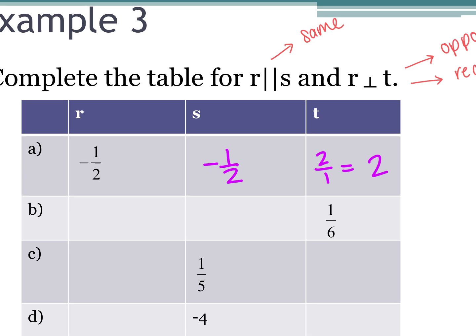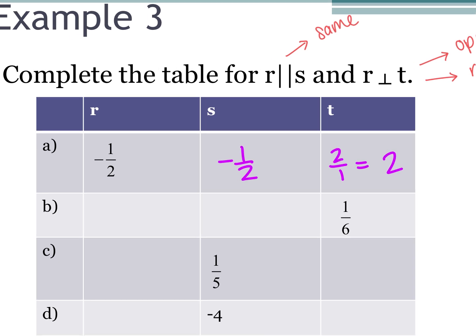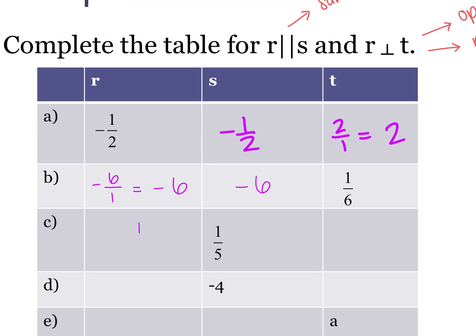Looking at the next one, r for B. What was that? Negative 6 over 1, but that's the same thing as saying just negative 6. So what would s be? Negative 6. Good. Would I get credit for writing either? Either one is fine. If you wrote negative 6 over 1, that's fine, but simplest form would be negative 6. All right, C, what would the answer be for r? 1 over 5. Good. What about for t? Hernan? Negative 5. Good.